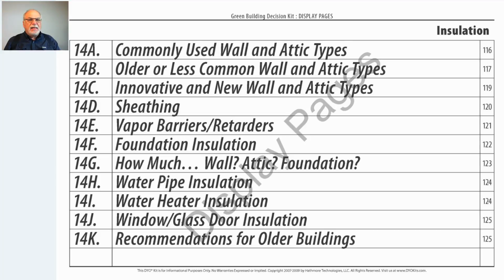14H is water pipe insulation. 14I is water heater insulation, water heater blankets for example. 14J is window glass door insulation. And 14K is recommendations for older buildings on how to insulate.